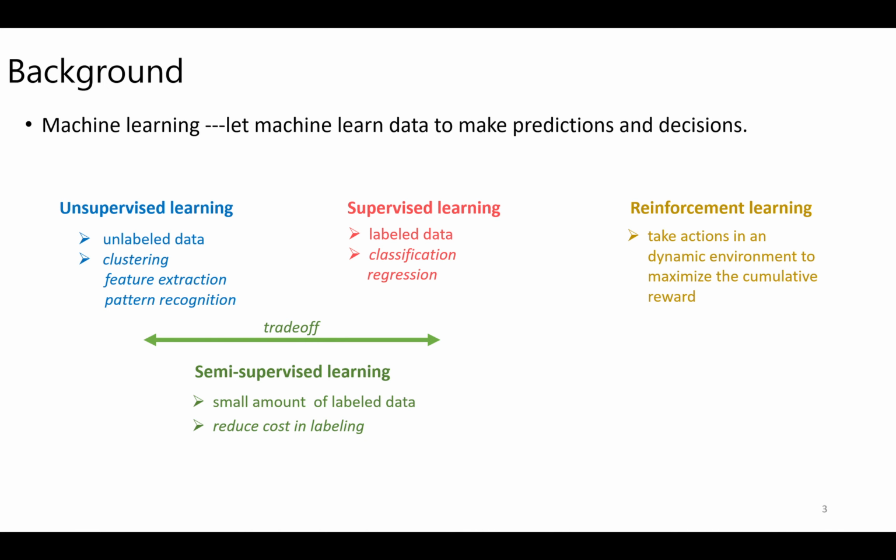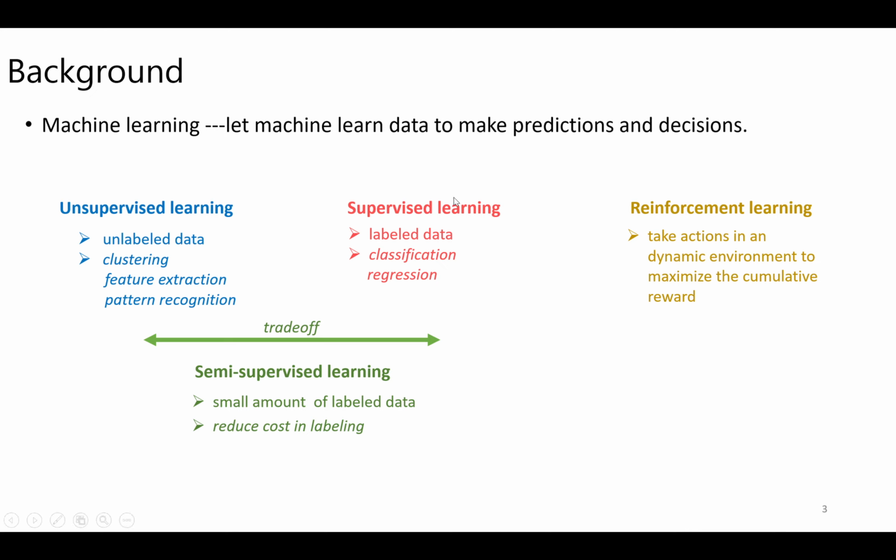As we all know, machine learning is to let machine learn data to make predictions and decisions. The machine learning approaches are traditionally divided into four categories. The first one is unsupervised learning. No labels are given to data, leaving it alone to find out the structure inside the data. It is used for the clustering, feature extraction, and pattern recognition problems.